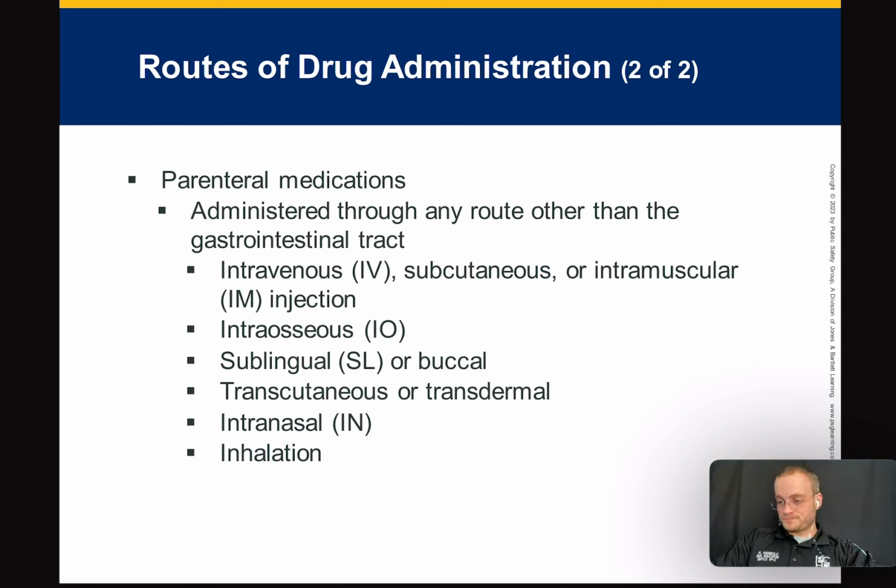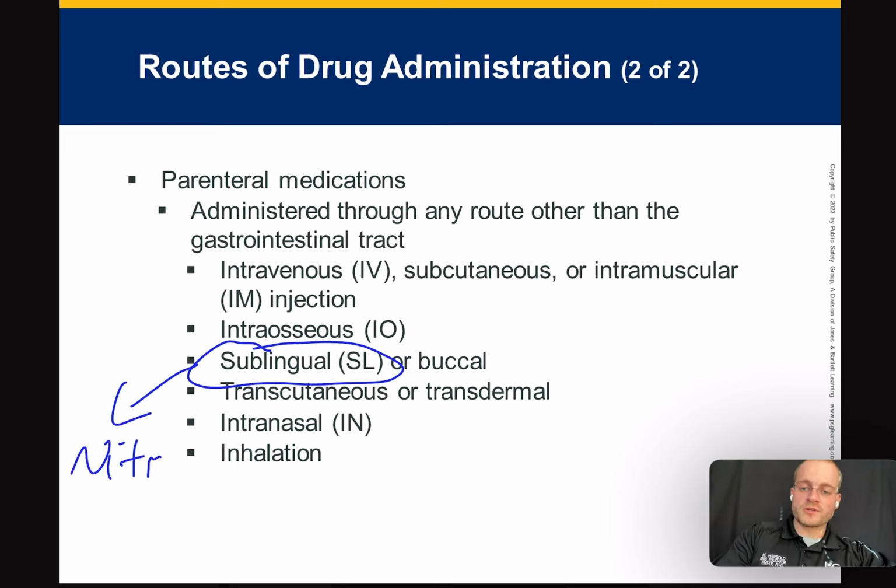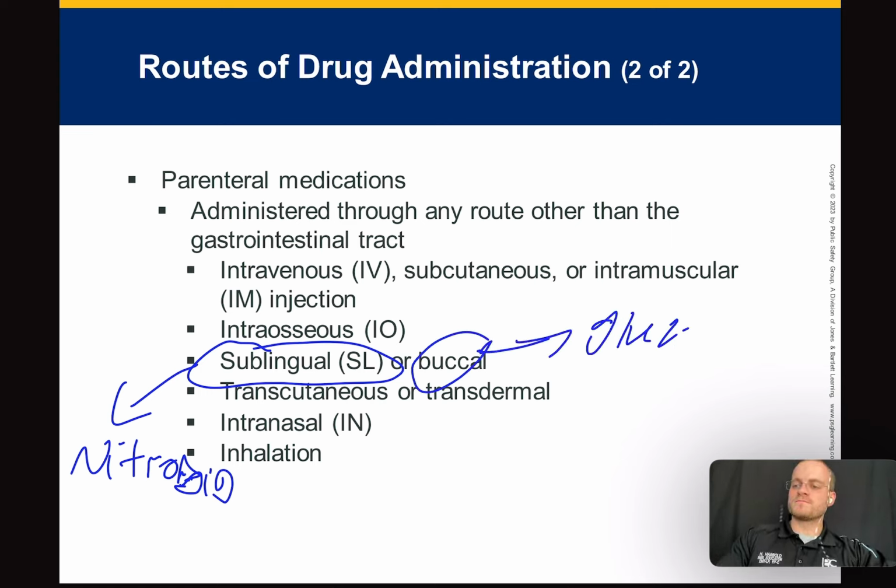Sublingual or buccal. These bypass the liver. Sublingual means under the tongue, by the way, and remember, buccal is your cheeks. I'll give you an example. A sublingual medication would be nitro, right? That's the first medication I showed you in that brownish container. That's sublingual nitroglycerin. Buccal would be oral glucose.